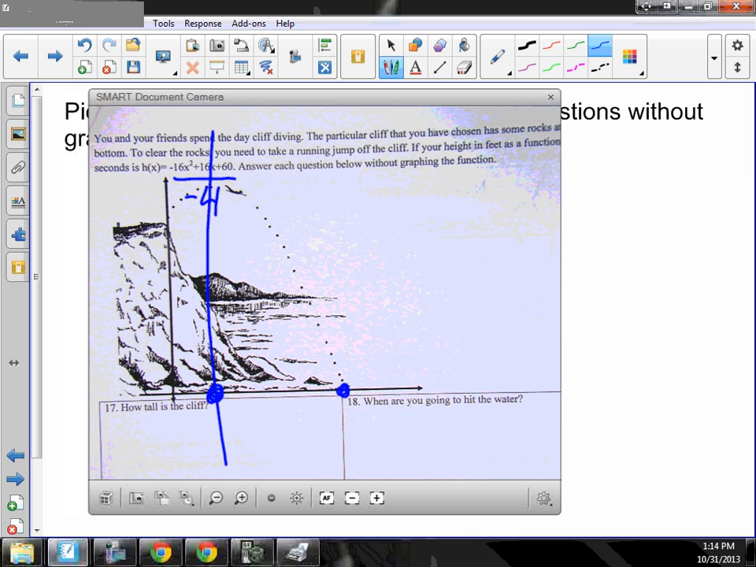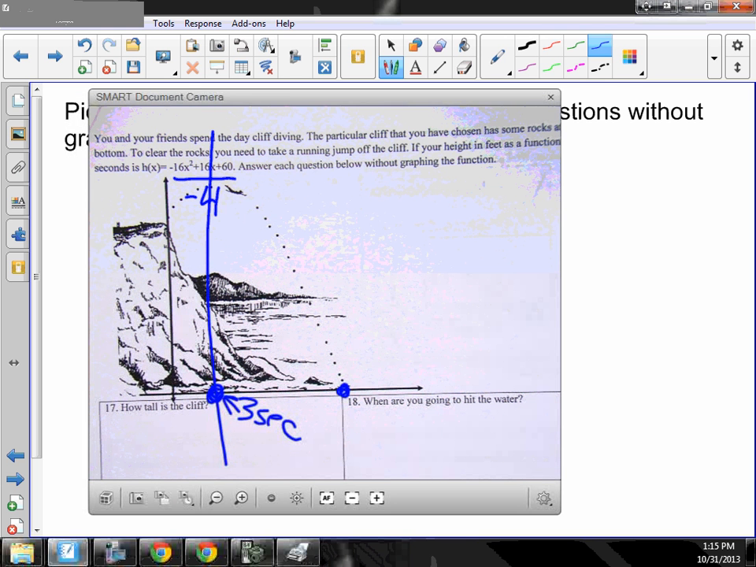And then number 20, how high did you jump? That's a really tricky question. How am I going to figure out how high I jumped? Good job, Camry. So let's say this is 3 seconds. How am I going to figure out the maximum at 3 seconds? Plug it into the equation. Into this equation or into the altered equation? It's got to be the original.